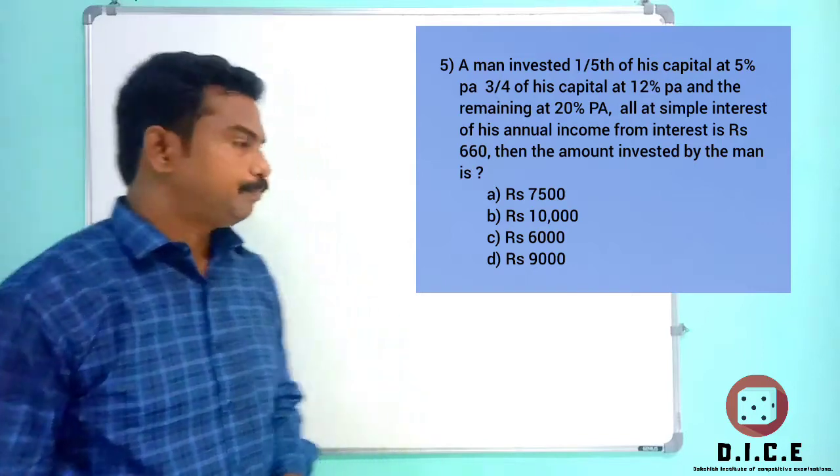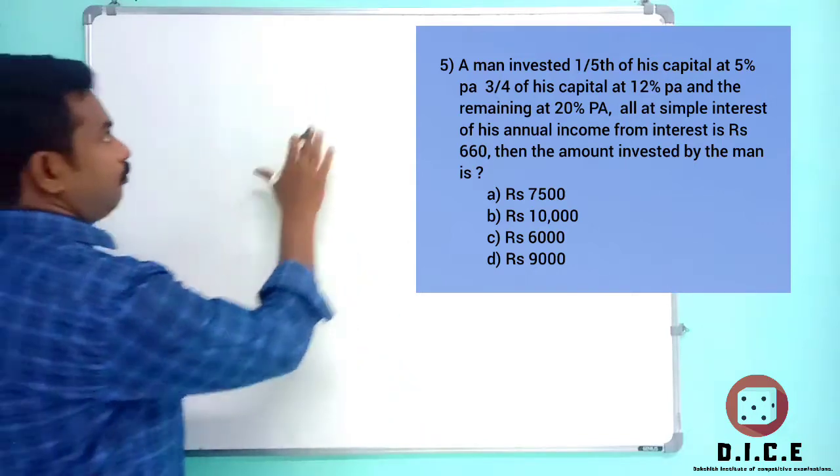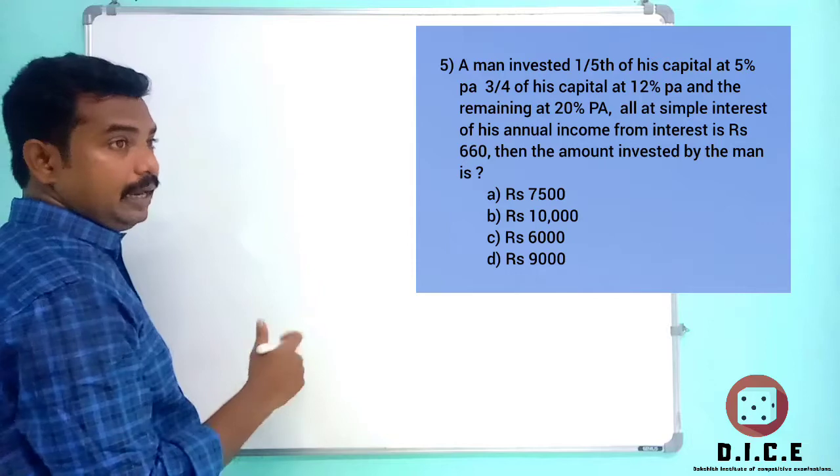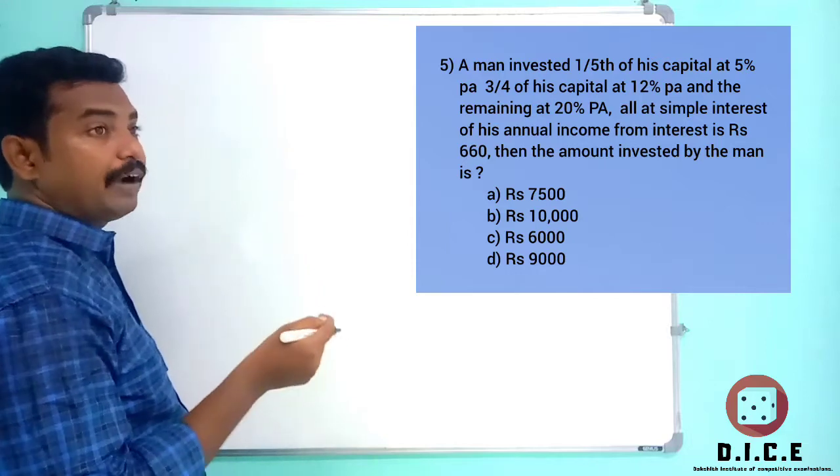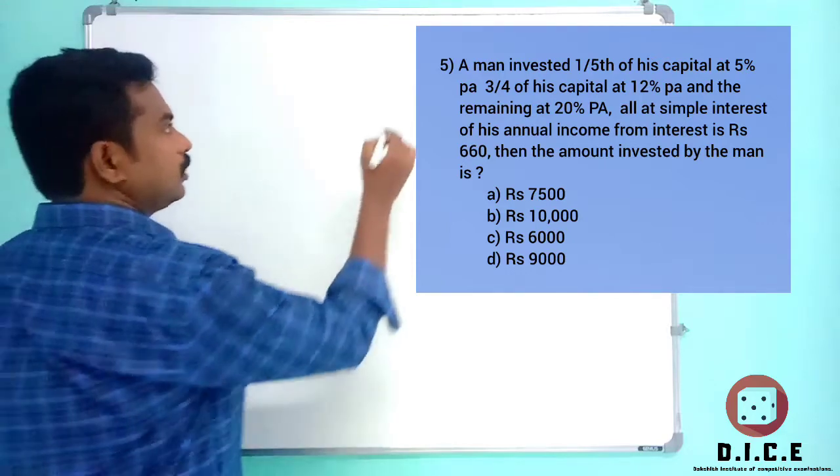Now we see here, first of all, the remaining he invested at 20%. We don't know it, we have to find out the remaining part.